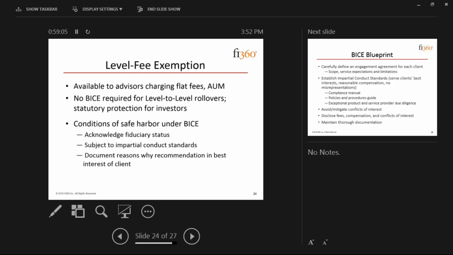And again, here's the key, you need to document reasons why what you recommended was in the best interest of the client. And this is the one area where I believe the advisors that have had level fee in place for a while now probably in a lot of ways are not going to be significantly impacted by this rule. This is probably one area where you may need to tighten things up a bit with respect to the rollover transactions, just ensuring that you're doing a good enough job of documenting that what you advised was in the client's best interest.